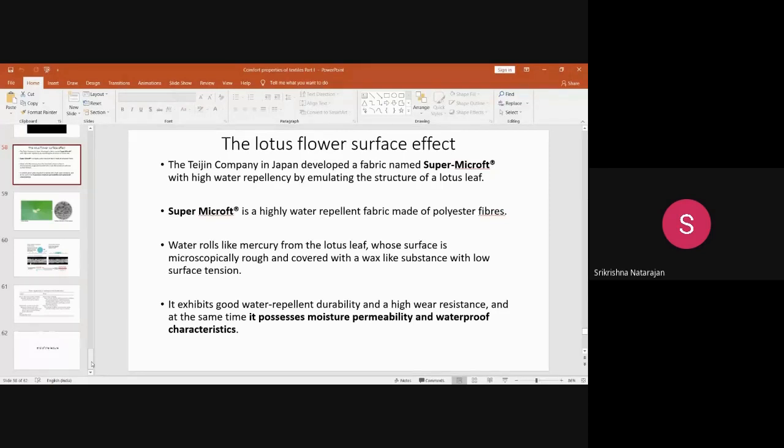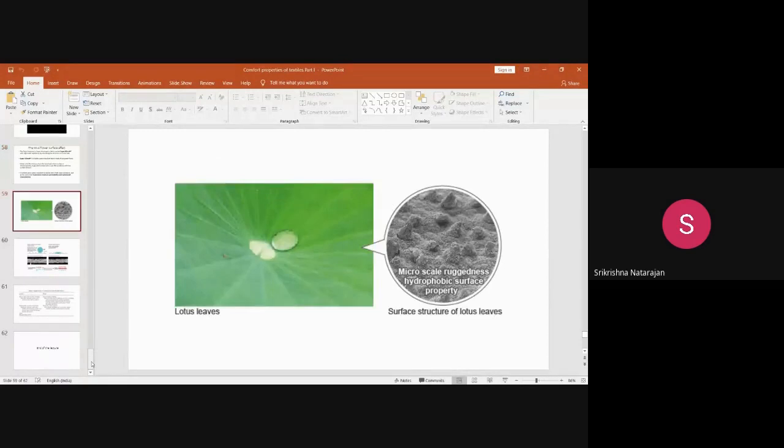So what is Super Microft made up of? It is a highly water repellent fabric made up of polyester fiber. This fabric has both properties. One is moisture vapor transmission for comfort, and another is waterproofness, similar to the lotus leaf. So this is one of the examples.